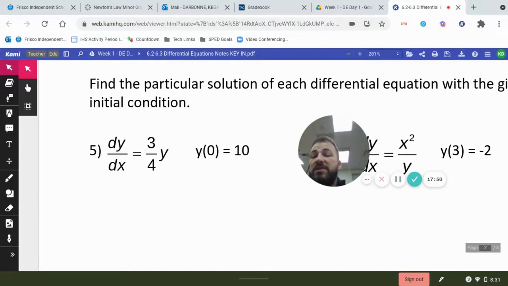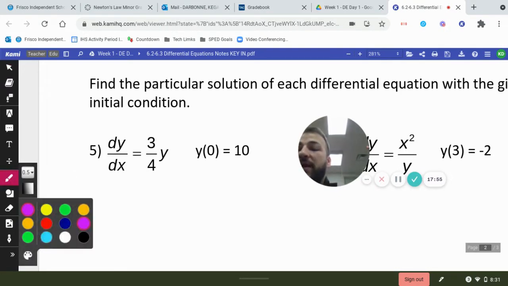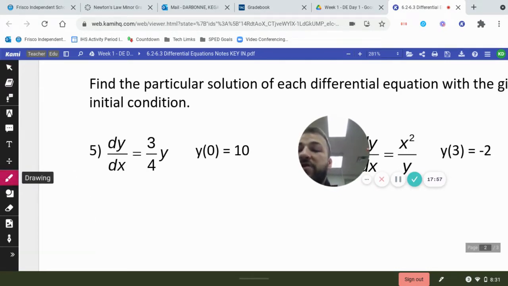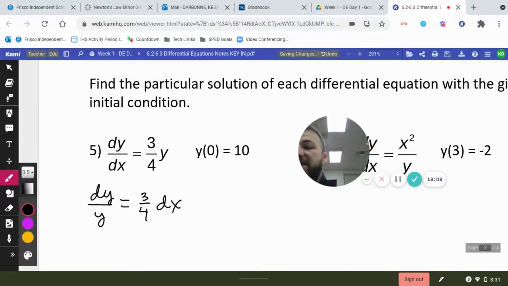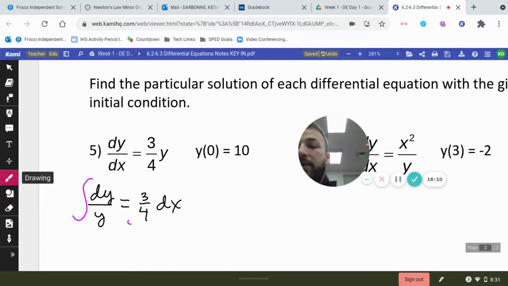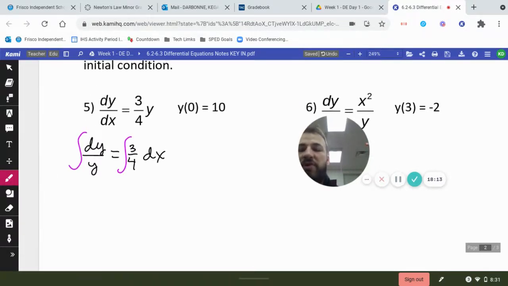Okay, so same as always, separate, separate, integrate, integrate. That's our first step. So our first steps, I'm going to divide that y over. So we get dy divided by y is equal to, multiply the dx to the other side, 3/4 dx. And then I'm going to integrate both sides. Okay, even though I don't have an x on the right side, 3/4 is just a constant I can integrate to get 3/4 x. On the left side, dy over y does become natural log of y. So natural log of the absolute value of y is equal to 3/4 x plus c.